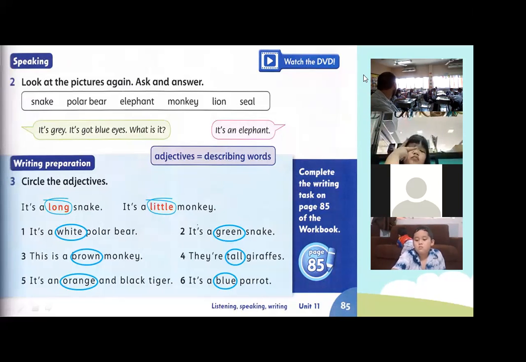Tiger, pig. Come get teacher. Need to write. Teacher. Pig, pig.